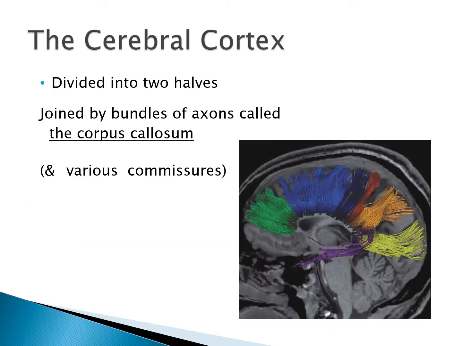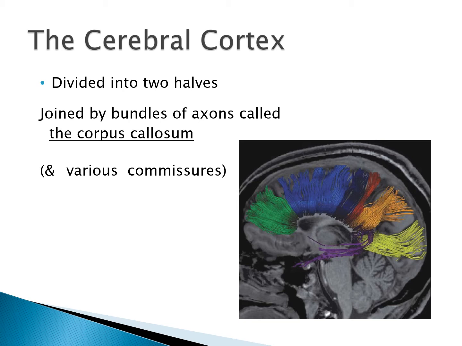The cerebral cortex is divided into 2 halves, these 2 cerebral hemispheres. When we were talking about consciousness and we addressed the split brain patients, we noticed that their corpus callosum was severed. We've talked about the corpus callosum briefly before, but it is these bundles of axons that carry communication from, let's say, some specific part of the right hemisphere to its corresponding part in the left hemisphere. We also have some communication via various commissures.